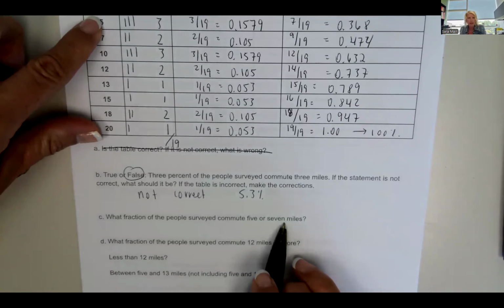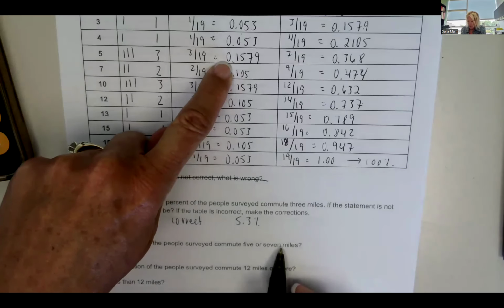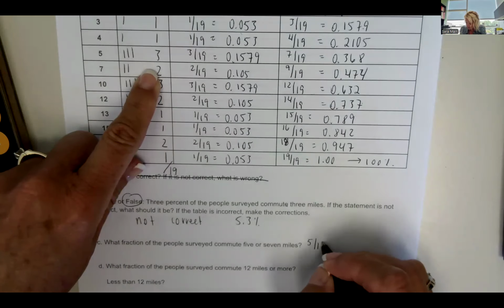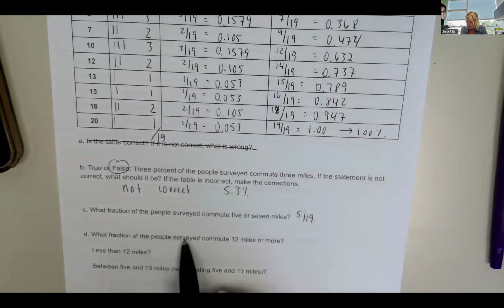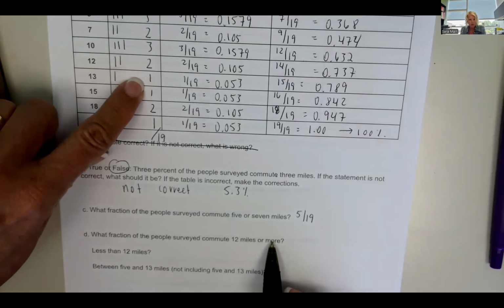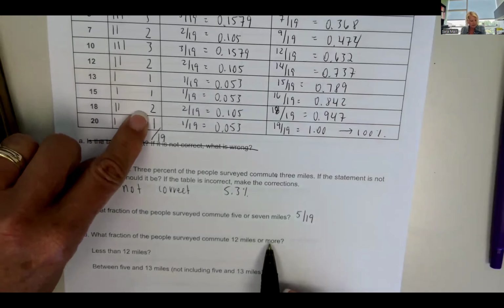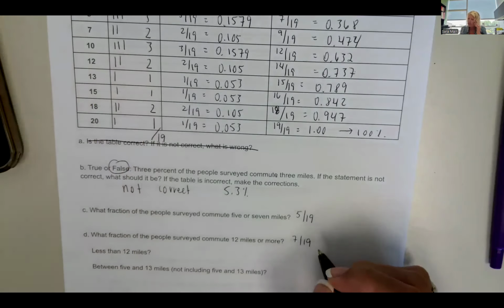That means we have to add them together, 5 or 7. So it's going to be 3 plus 2, so 5 out of 19. Then D says, what fraction of the people surveyed commute 12 miles or more? That would be all of these people, 12 or more. So 2, 1, 1, 2, 1. So 2, 3, 4, 5, 6, 7. So that would be 7 out of 19.